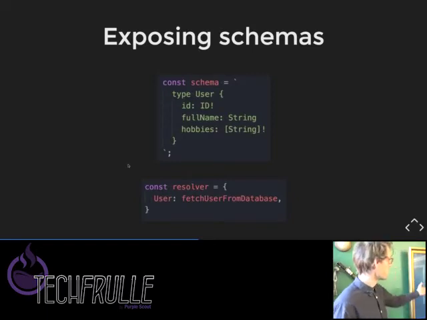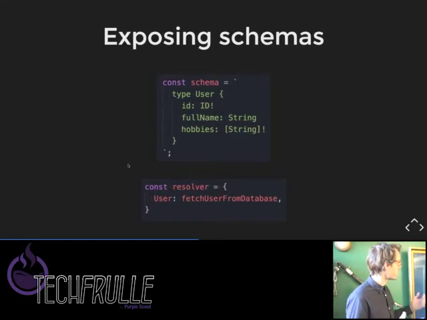So basically, this is what a schema looks like then. This is a user, and a user has an ID, and it's always there. The full name is not always there, but if it's there, it's a string. And hobbies, it's an array. You always get an array back when you query it, but it's not always filled with hobbies. Sometimes it's an empty array.